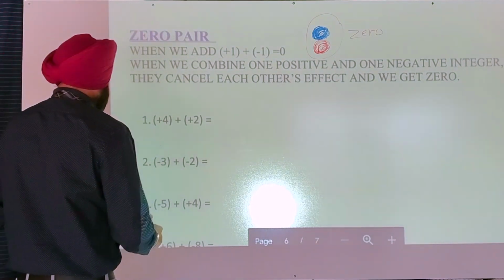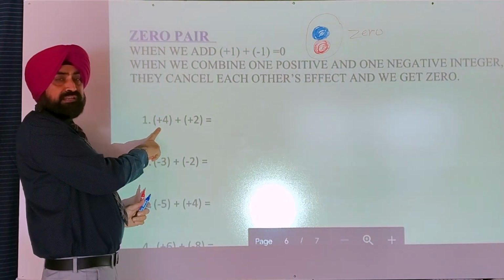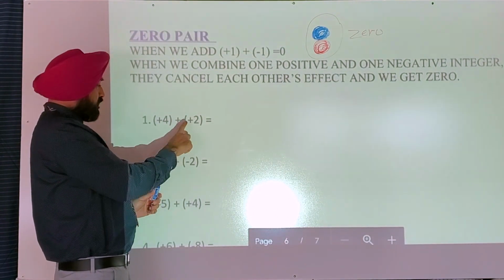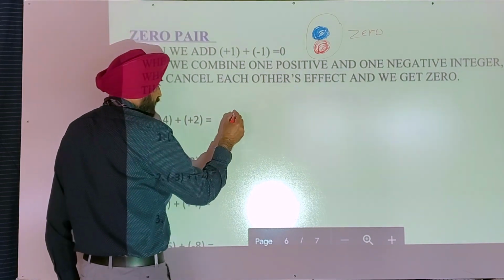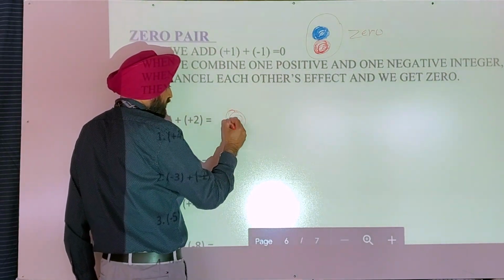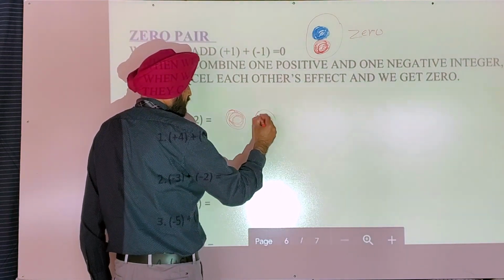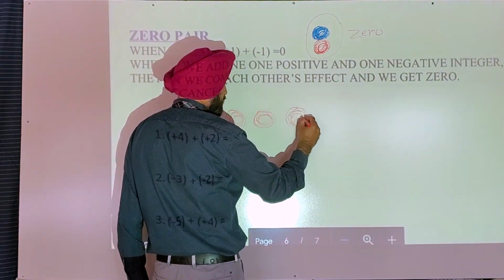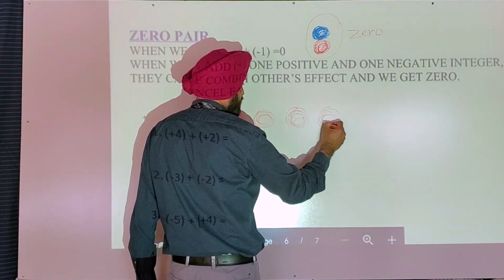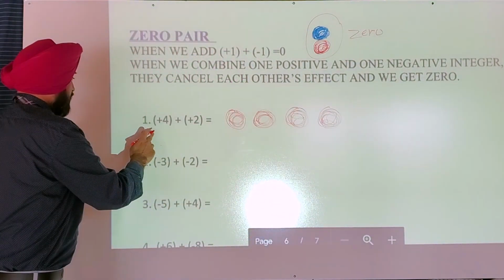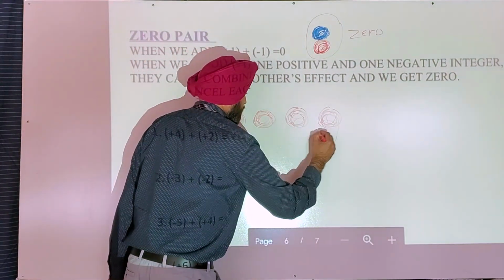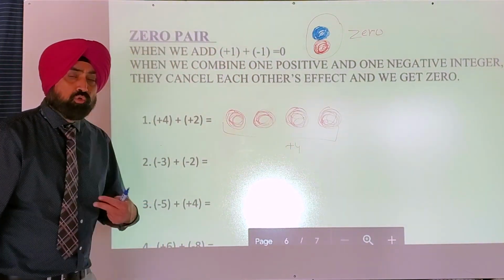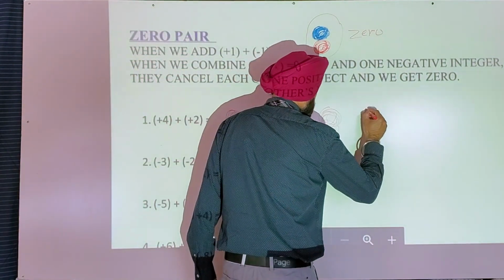Let's see some examples. Here it is a positive 4, meaning we use red chips. And positive 2, again we will use red chips. Positive 4 means we will make 4 red chips. So in this statement, first is positive 4. And the second is positive 2, so we need 2 more red chips. So put 2 more red chips.